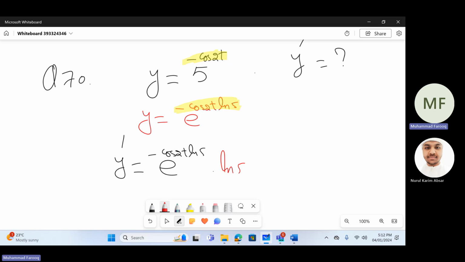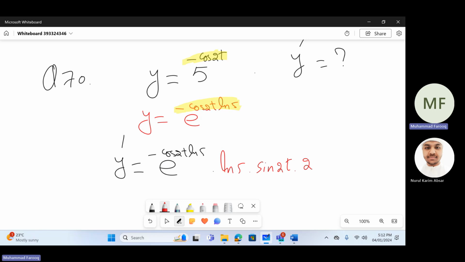It's a negative sign, so negative with negative. So I have negative already, positive. Cosine 2t gives me negative sine 2t. So negative, positive. Look here, I have sine 2t times the angle derivative, which is 2.